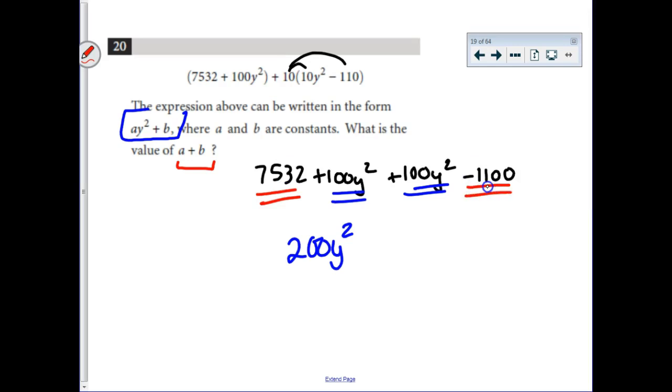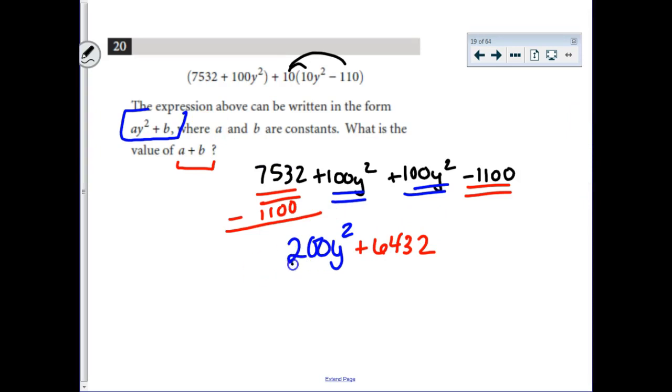And do you remember that this is no calculator? Of course it is, because we should be able to subtract. All right, so if I combine that with a negative 1100, that would be, let's see, 6, 4, 3, 2. Did I do that right? Oh, great. Okay, so now they want A plus B.